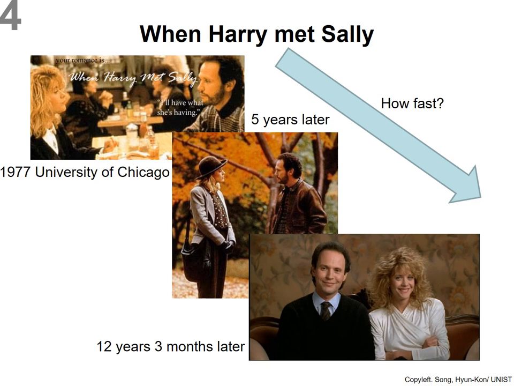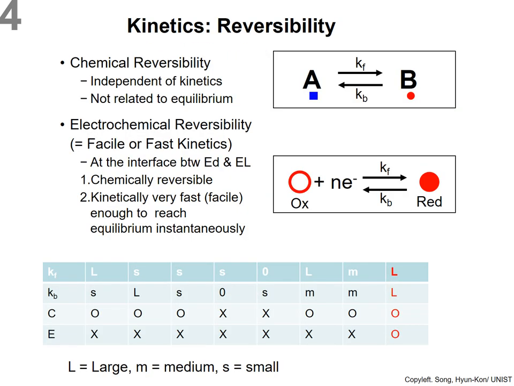Therefore, thermodynamics and kinetics are the most important things for investigating electrochemical reactions. Again, thermodynamics is about whether it happens or not, which is measured by the reduction potential. The other thing, kinetics, is about how fast it goes, which is measured by current. Okay, let me start with the kinetics.